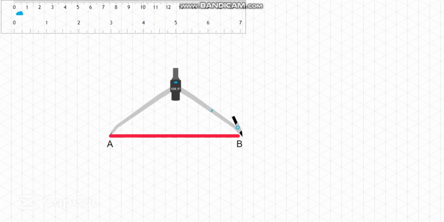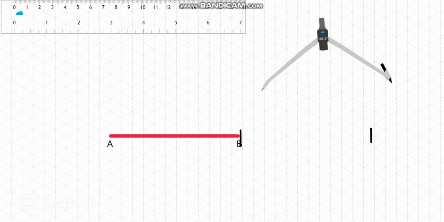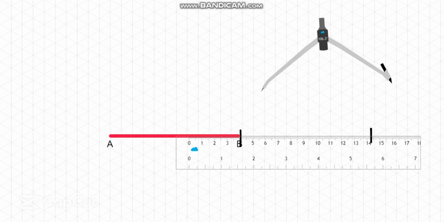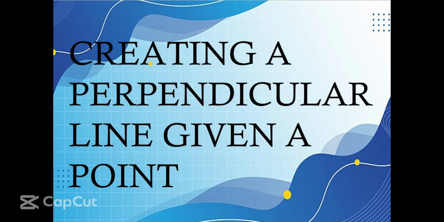Transferring a line. Use the compass as a measuring tool and get the length of the line as a radius. Simply transfer the radius on the other line and erase the excess length if there is any.